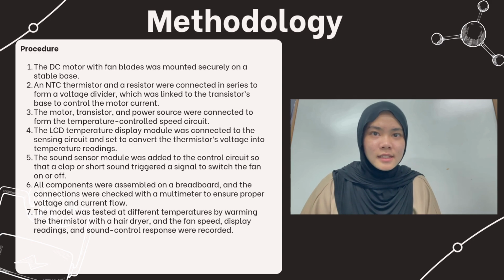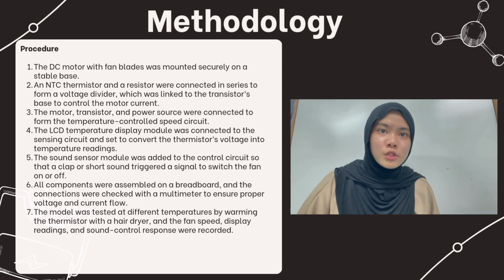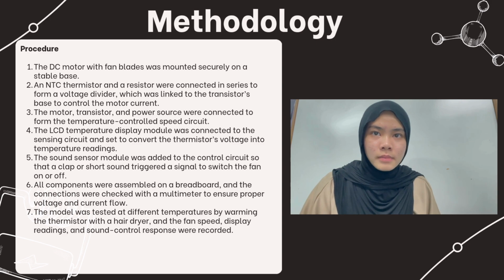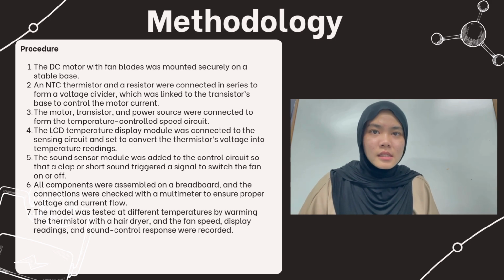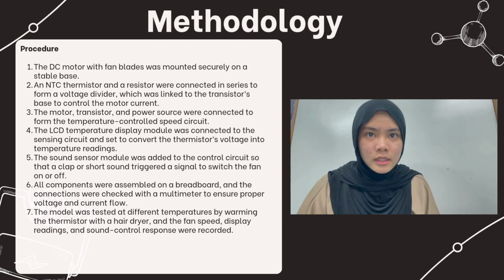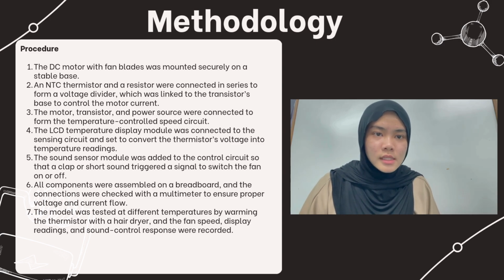So firstly, the DC motor with fan blades was mounted securely on a stable base. An NTC thermistor and a resistor were connected in series to form a voltage divider, which was linked to the transistor's base to control the motor current. The motor, transistor and power source were connected to form the temperature-controlled speed circuit.